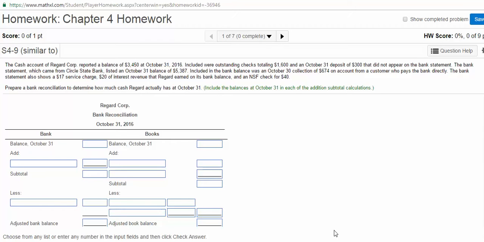Okay, let's work through a bank reconciliation. When you work a bank reconciliation problem, one of the things you want to do is start looking at the top here, look at the actual problems, the data that's presented for the problem, and start classifying it.